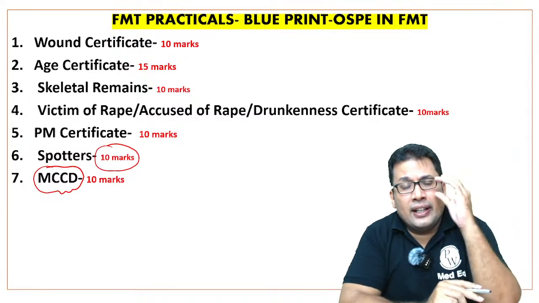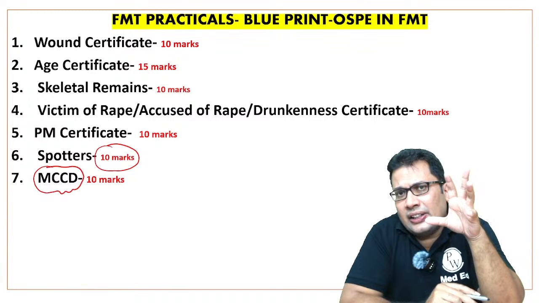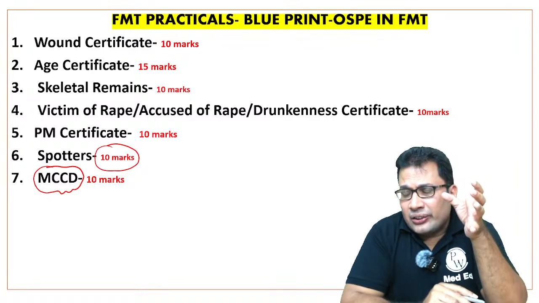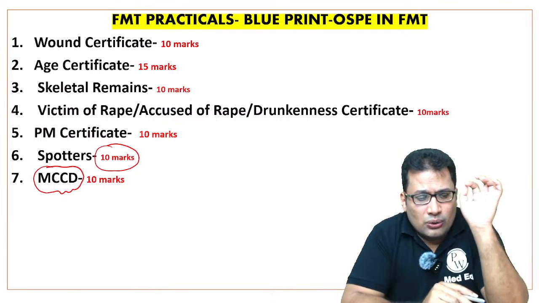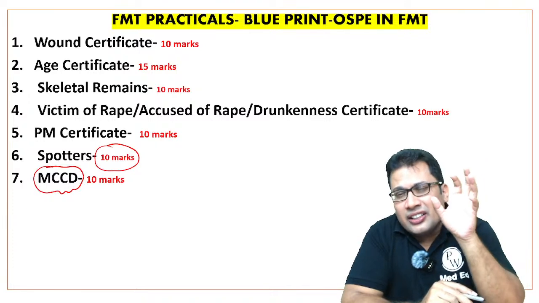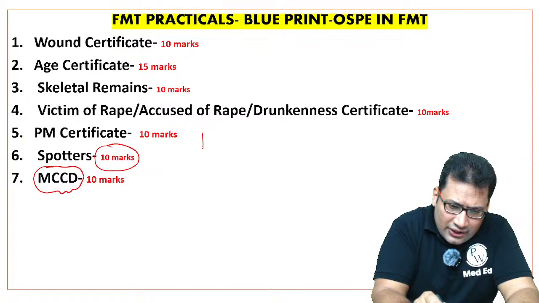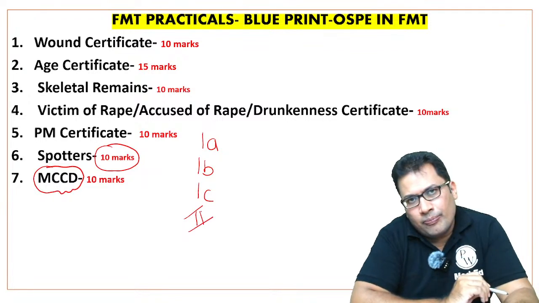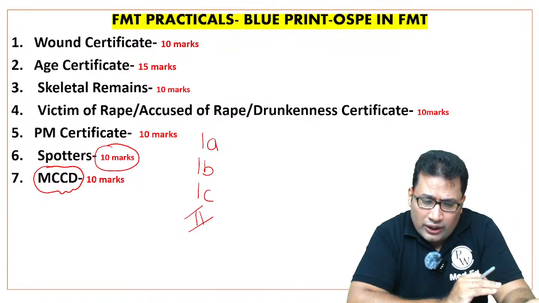MCCD, medical certification of cause of death, one compulsory exercise in your exam. As a medical student, as a doctor, as an intern, you must know how to write a correct MCCD. MCCD can be 10 marks, in some universities it is 5 marks. Very commonly asked is what is 1A, what is 1B, what is 1C and what is 2.